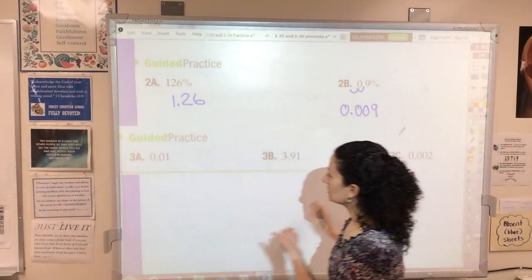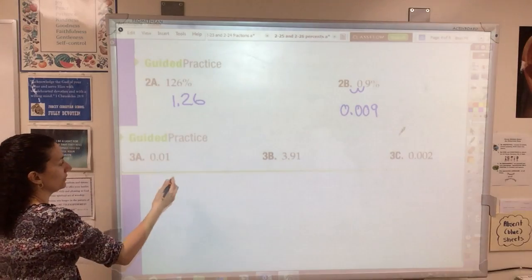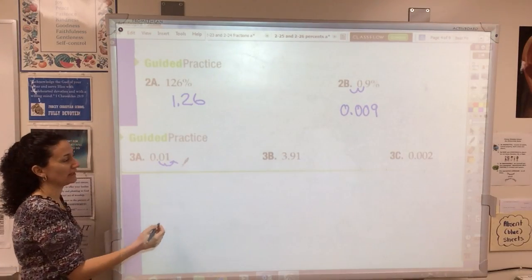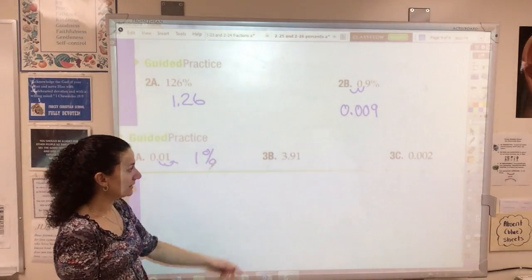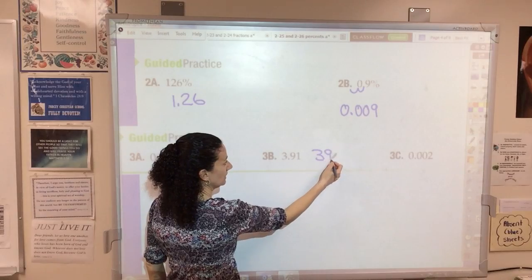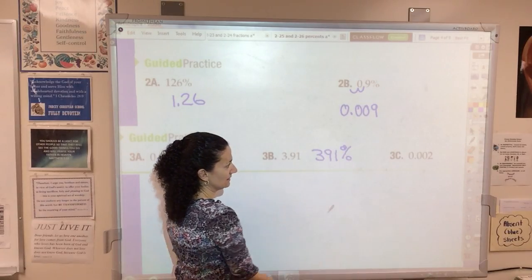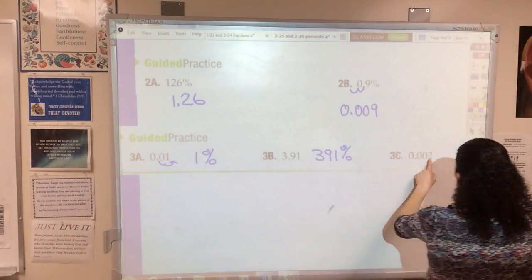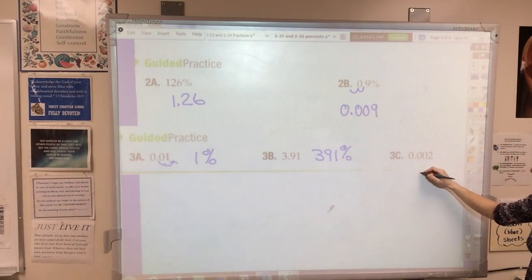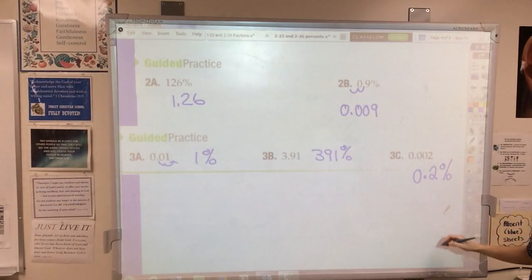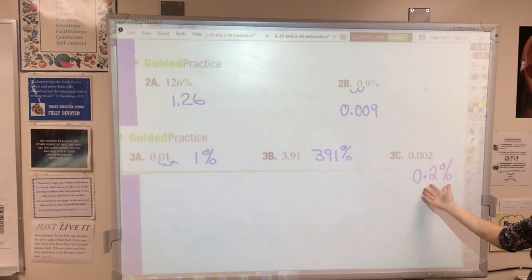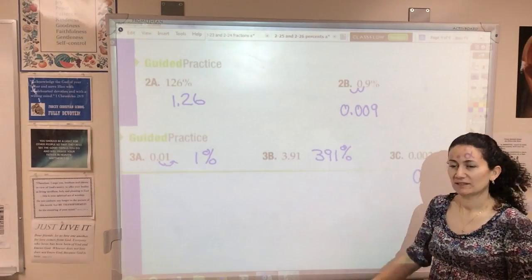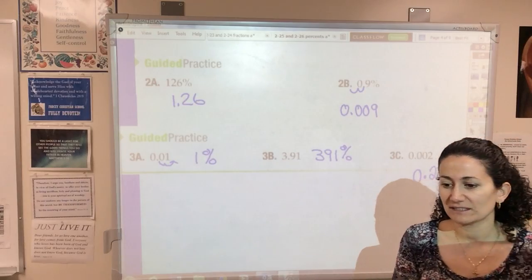Now converting these decimals to percent, you move forward. Move the decimal 2 times to the right. So 0.01 is 1%. 3.91 is 391%. 0.002 or 2 thousandths will give me 0.2%. Remember, you can have percents that are smaller than 1 and bigger than 100. As long as you understand the process, you're in good shape.